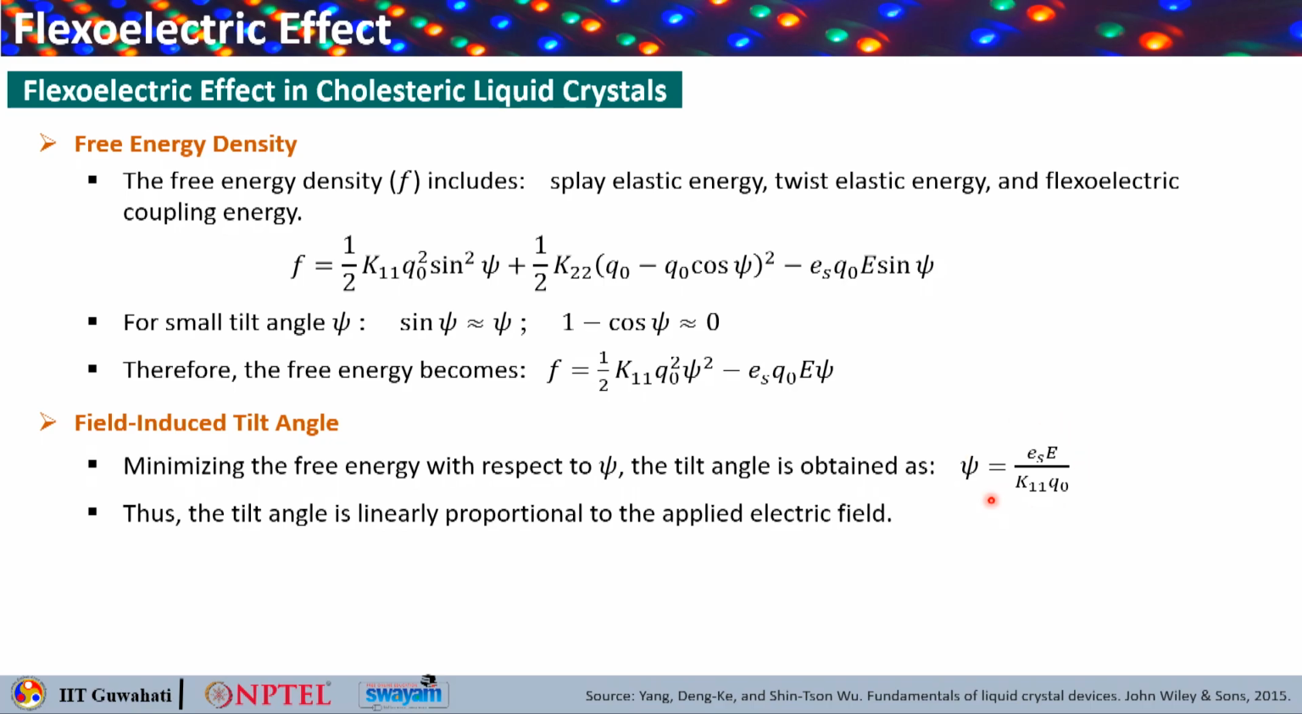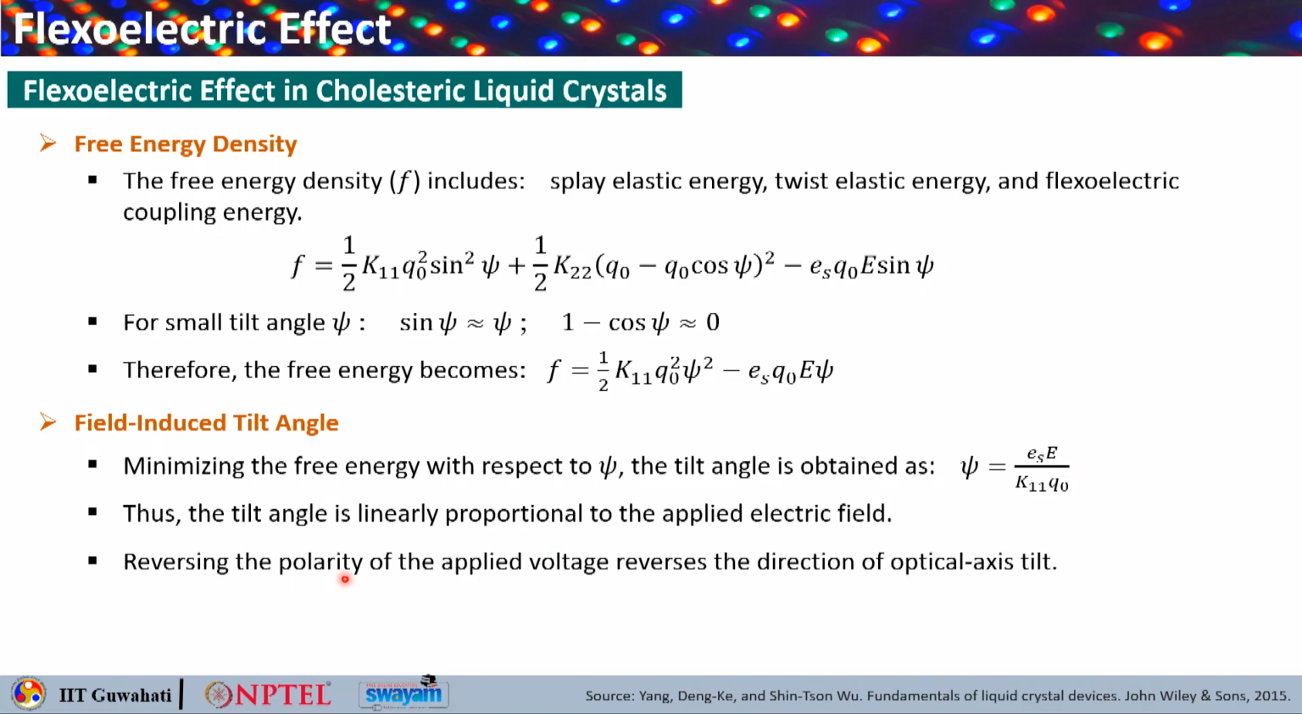So what you see from this relationship is that the tilt angle is linearly proportional to the applied electric field, and reversing the polarity of the applied voltage matters. Es can be positive or negative depending on the way you are applying the voltage. So you can change the polarity, and that can change the direction of the tilt of the optical axis, whether this side or this side.